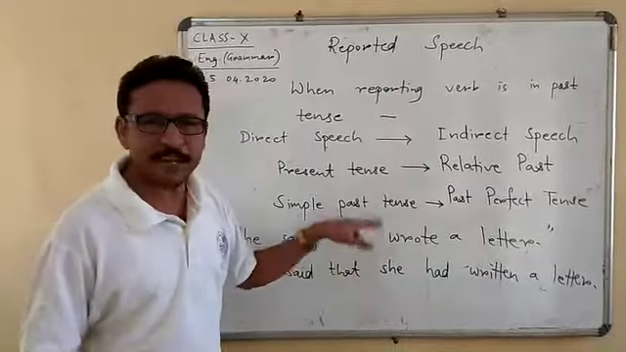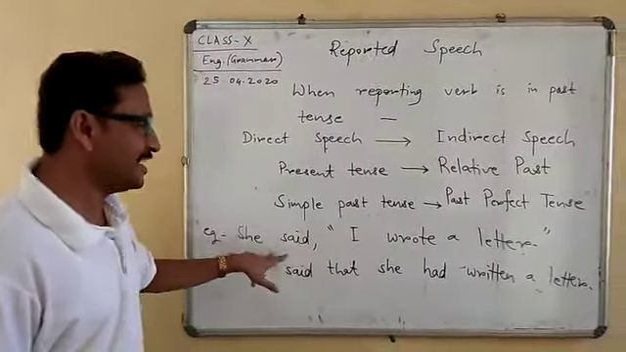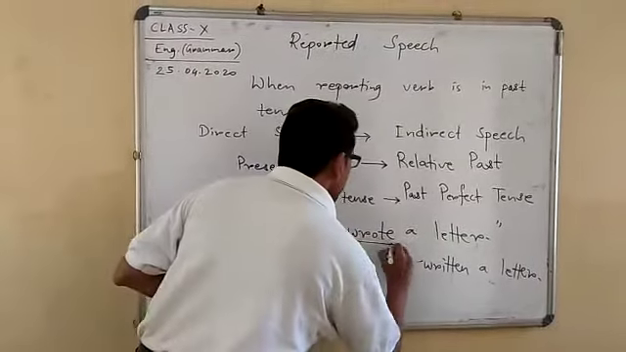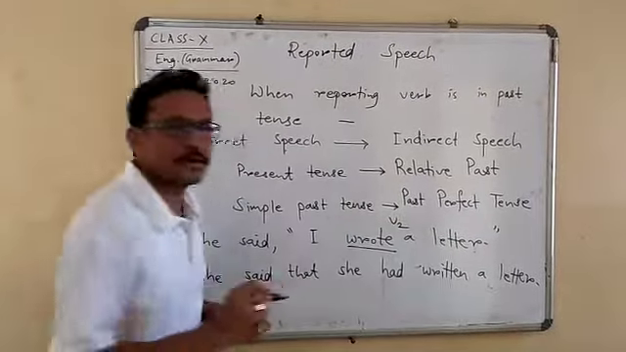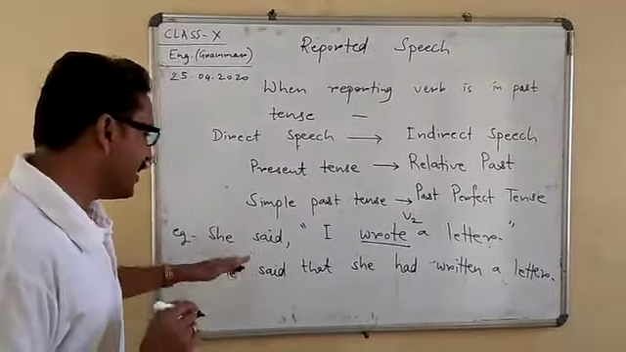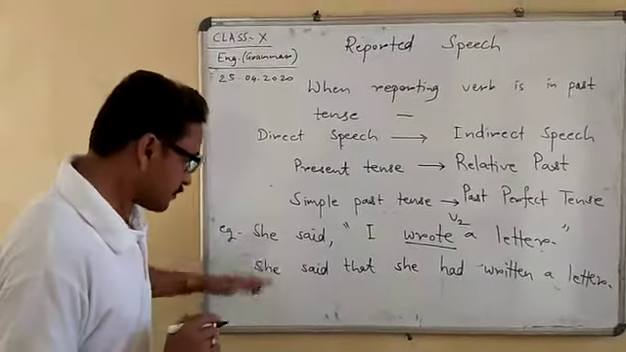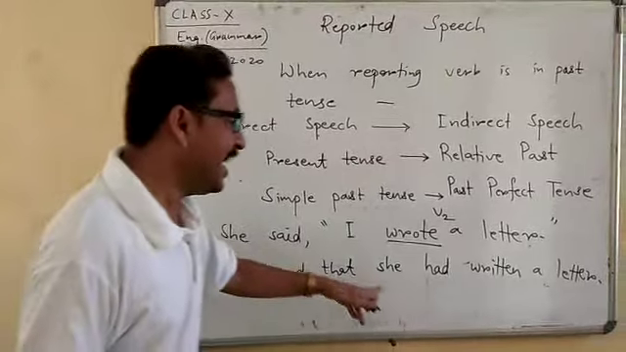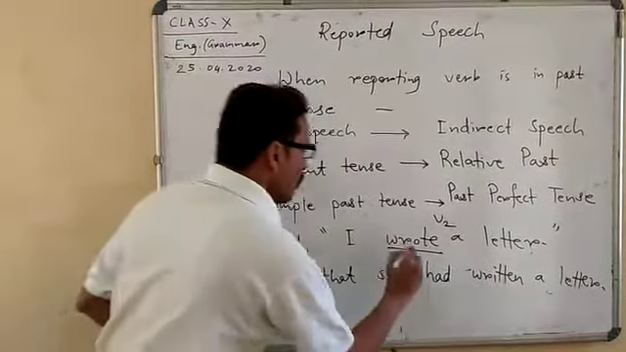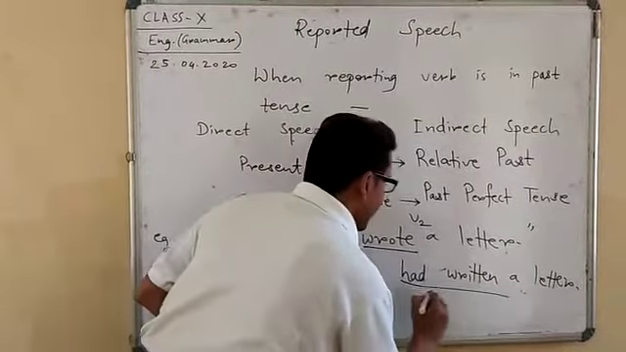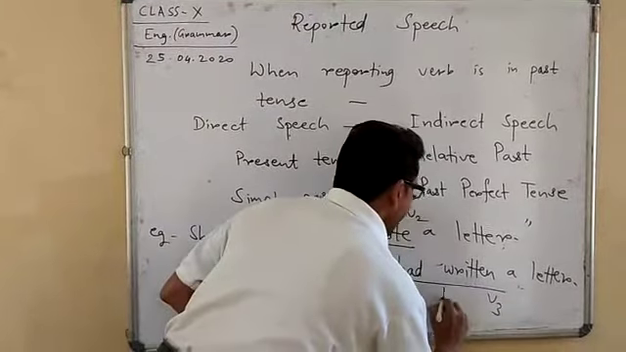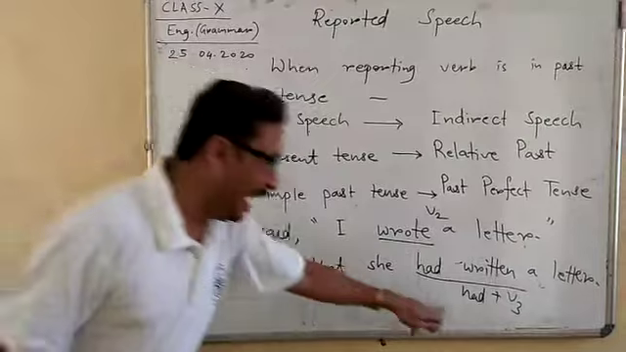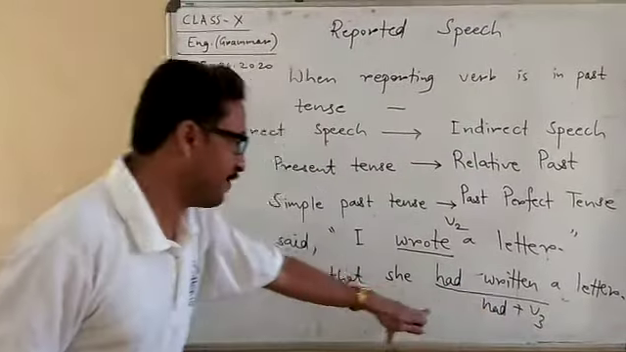Now I have mentioned one example here on the board. She said, "I wrote a letter." Now wrote is in V2. As it is in V2, this is simple past tense. Now let us see the indirect speech of this sentence. She said that she had written a letter. Wrote has become had written. This is V3 and here we have used the auxiliary or helping verb had plus V3. It has become past perfect tense.